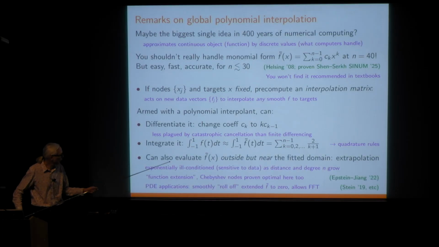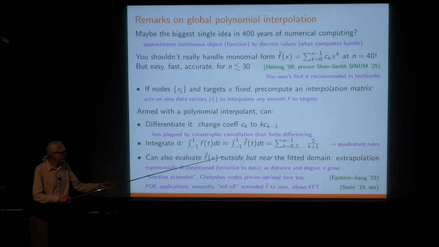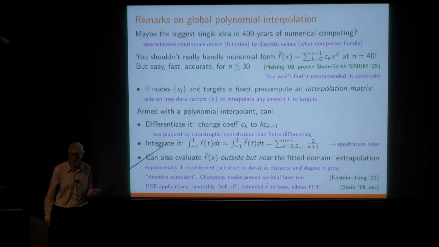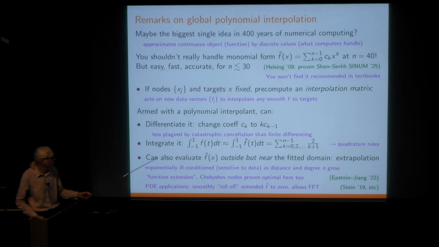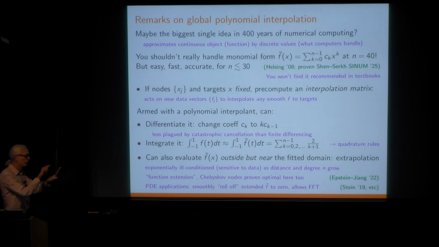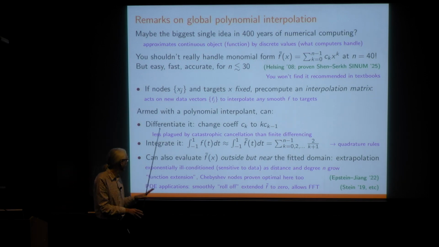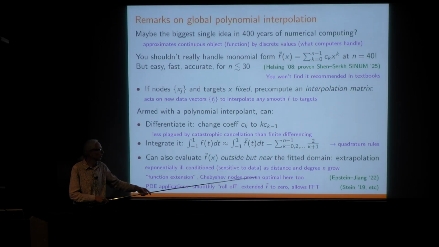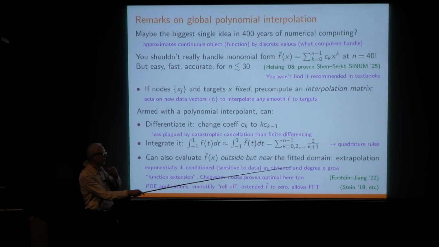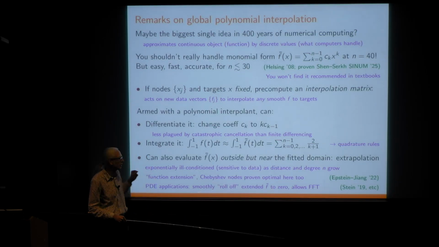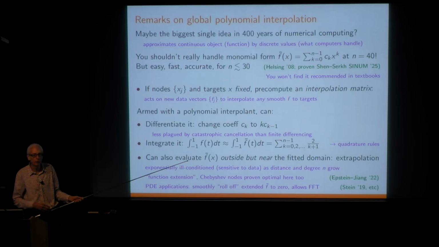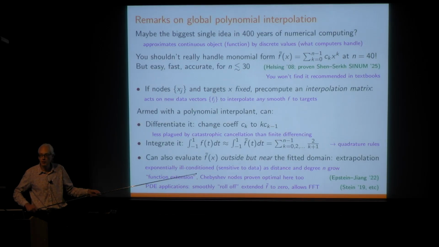You can also evaluate this interpolant outside, but near, the domain that you solved it on. That's called extrapolation. I should have drawn some pictures for that, but just imagine walking off the domain. This is exponentially sensitive to the data as you go further away and try to grow the degree to get more accuracy. So you can't get around that. You're trying to do something ill-posed, but it can still be a useful tool. And many of us use it.